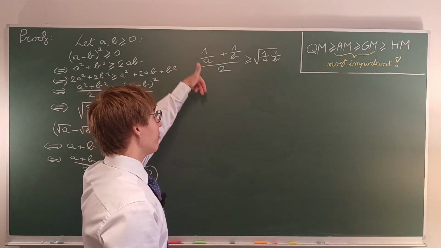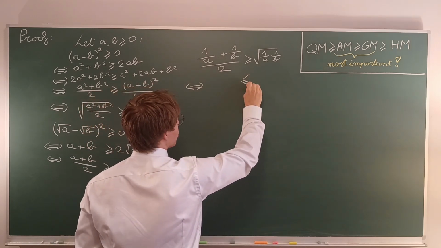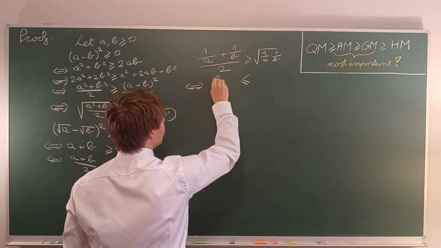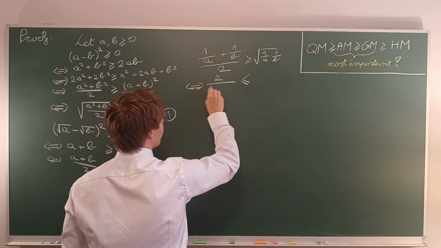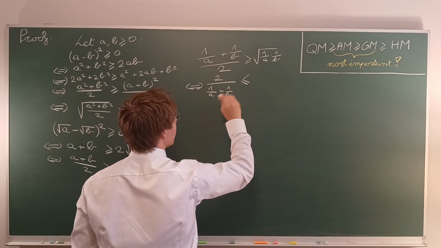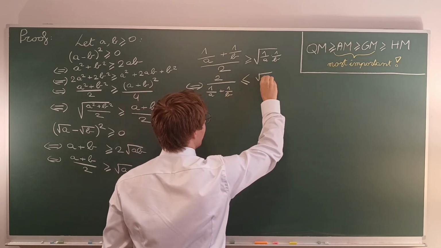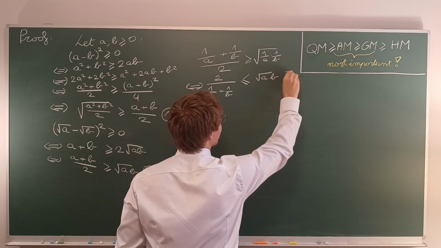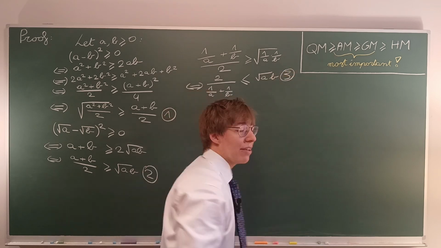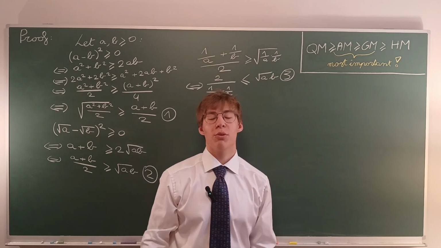Now if we take the inverse on both sides, then the inequality will change, and that will give us that 2 over (1 over A plus 1 over B) is less than or equal to the square root of AB. And that gives us our third result, the GM-HM inequality.